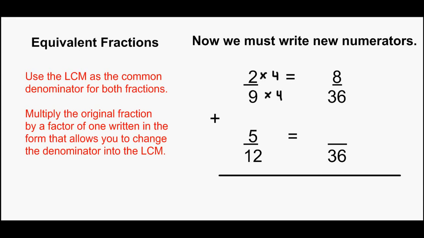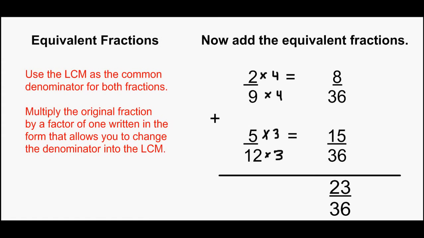Now, for the second fraction, we'll multiply 12 by 3. 12 times 3 is 36. We'll multiply 5 also by 3, giving us 15. 5/12 times 3/3 equals 15/36. Now that we have common denominators, we can add their numerators. 8 plus 15 is 23, and the denominator remains 36.